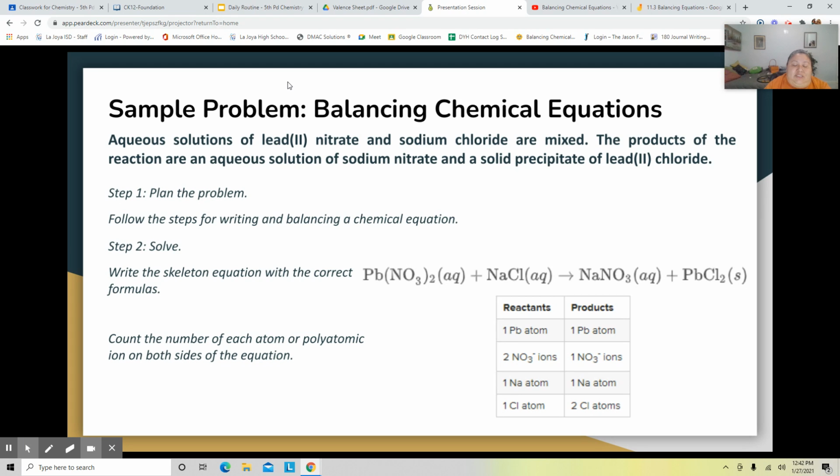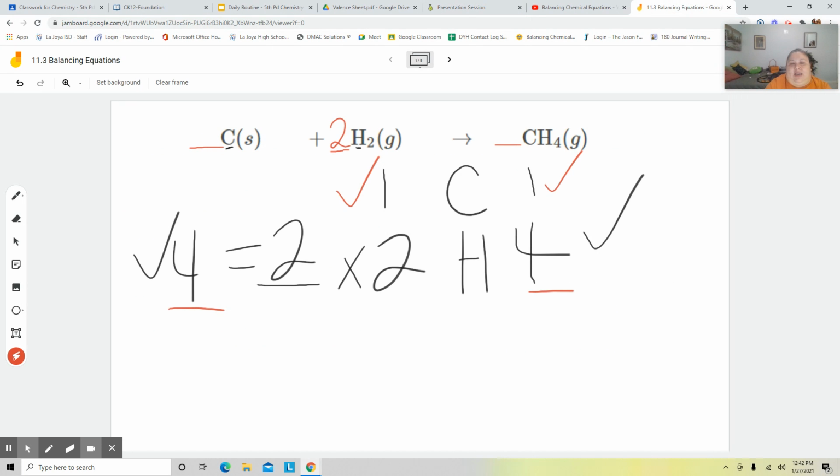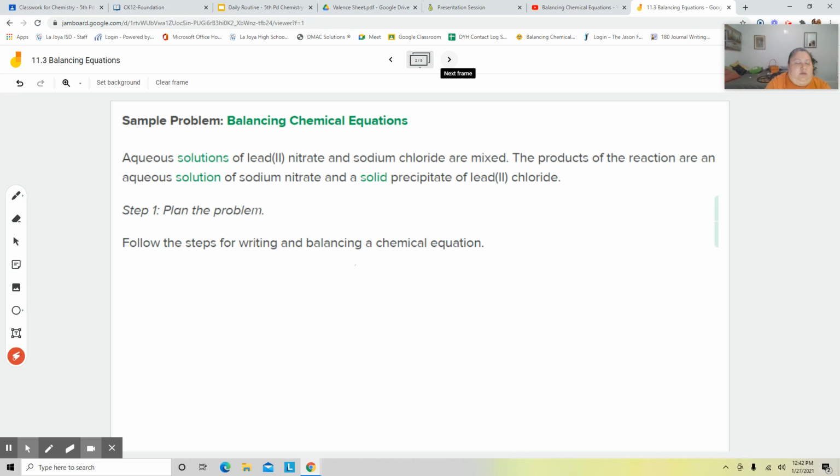So guess what we're doing today? We're going to not only balance, but we're going to practice writing chemical equations. So let's go into Jamboard. So look, I didn't cheat. There's no skeleton equation for me. We are going to write it.